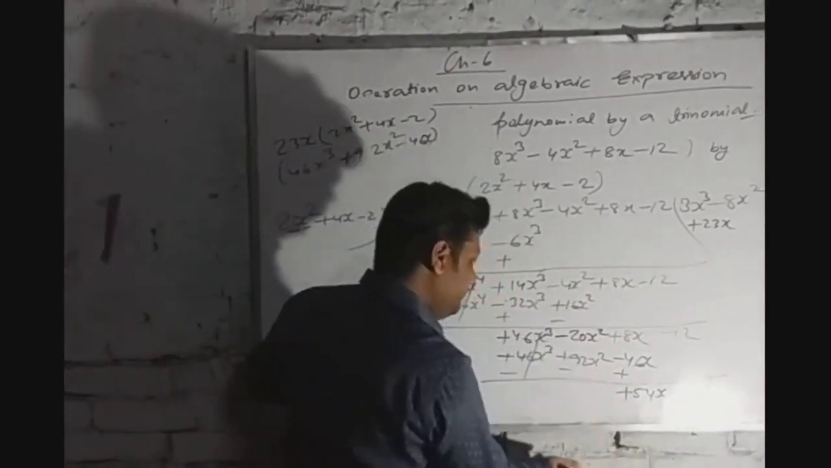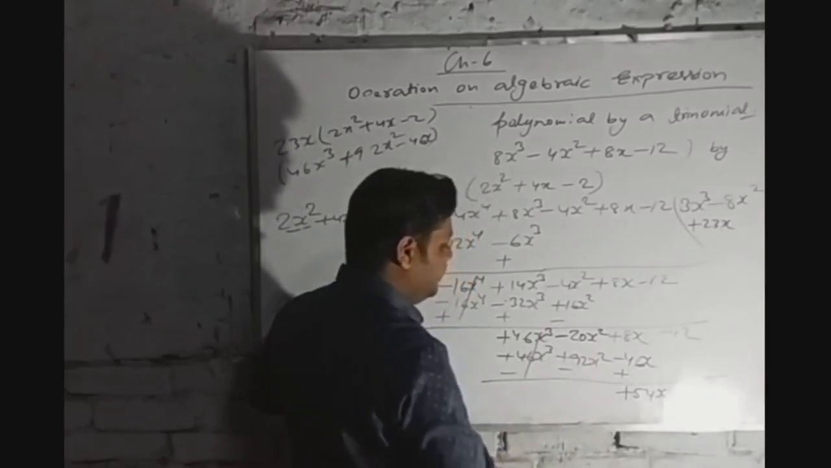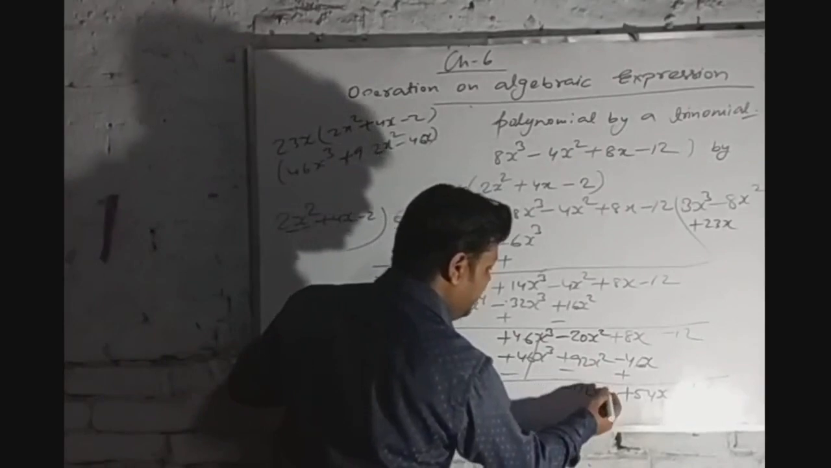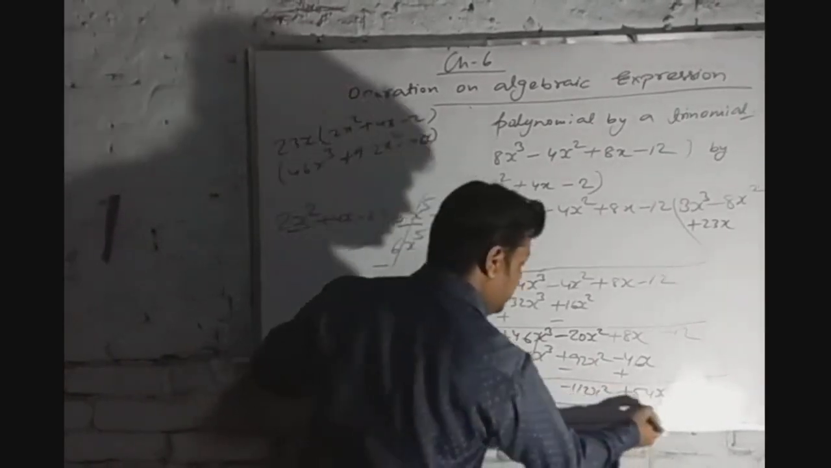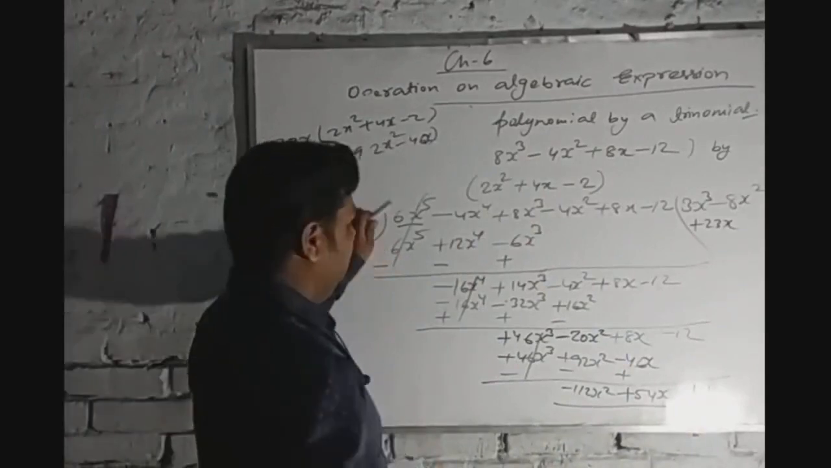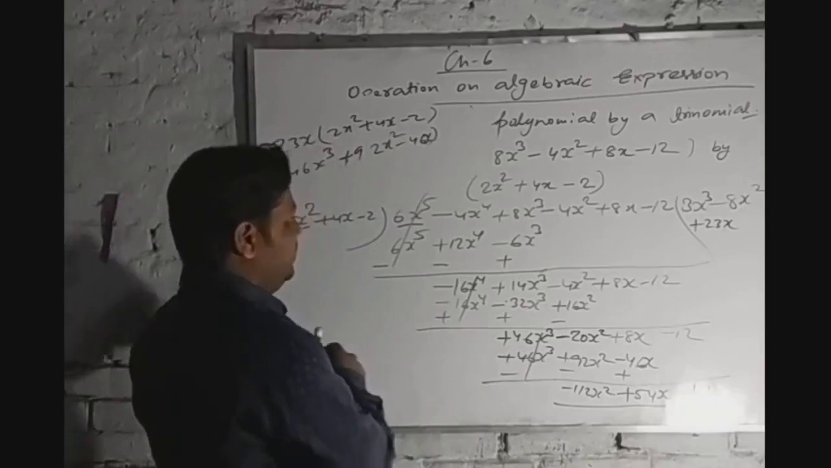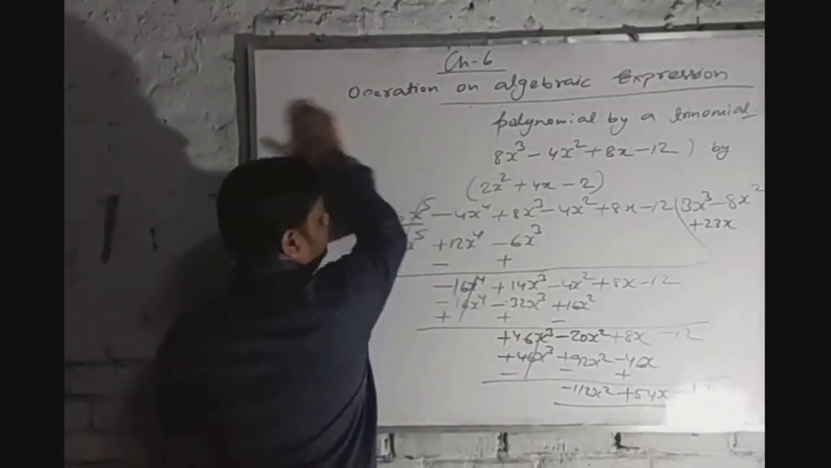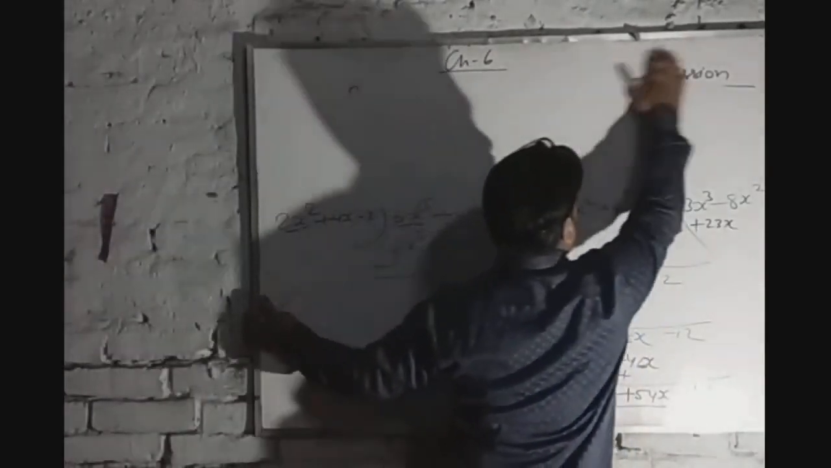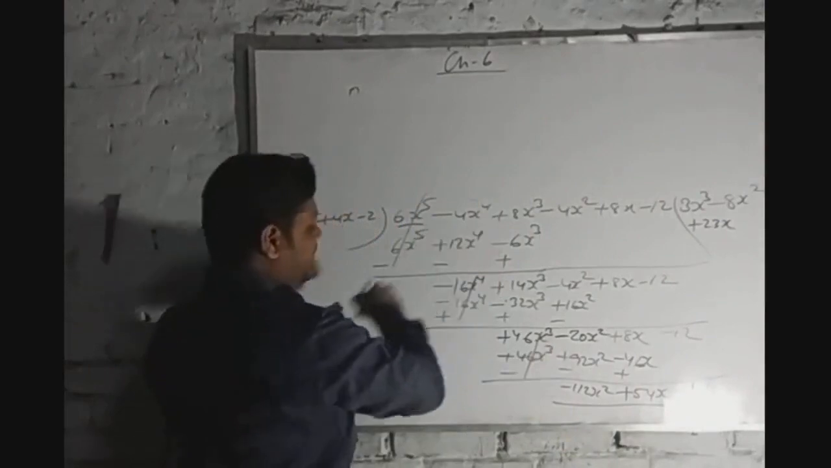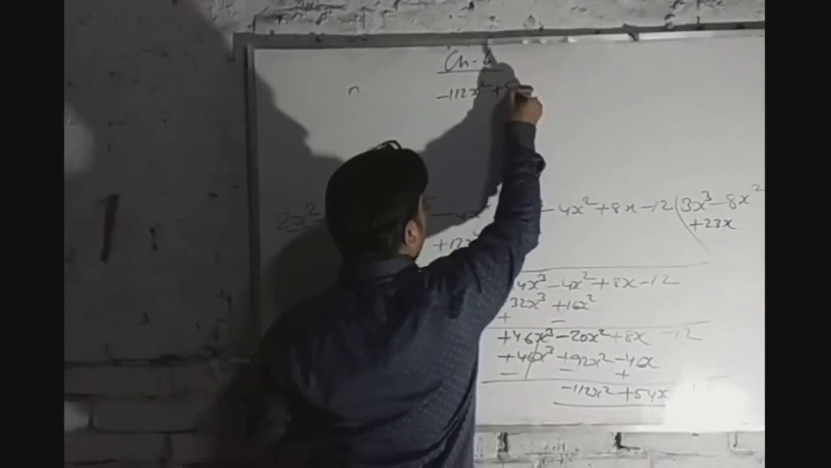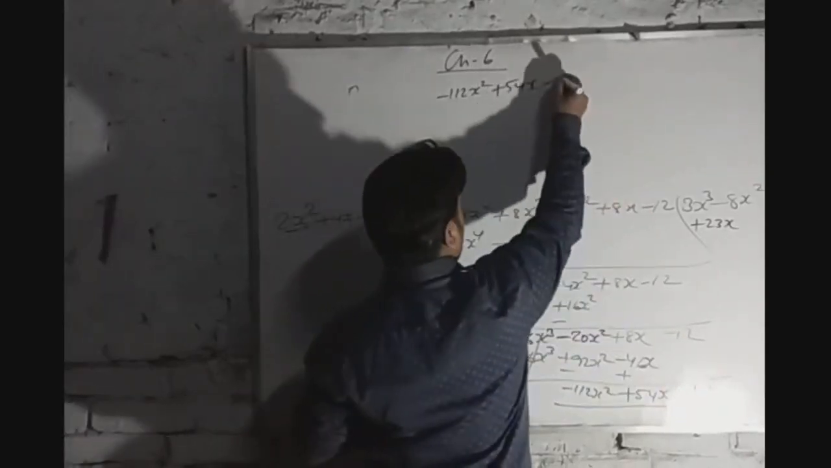Okay. Now here we will add again. Then 120, 112, minus 112x square. Here no value. Now again we will repeat. So here there is no space, so I am solving here upside. I am erasing the question. Now, same value: minus 112x square plus 54x and minus 12.